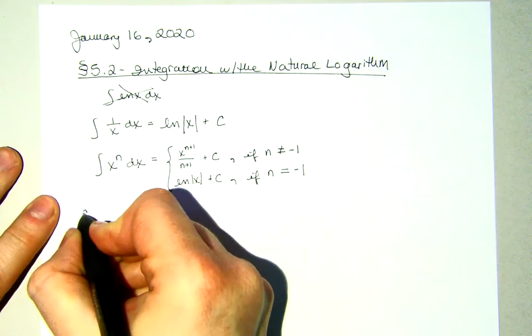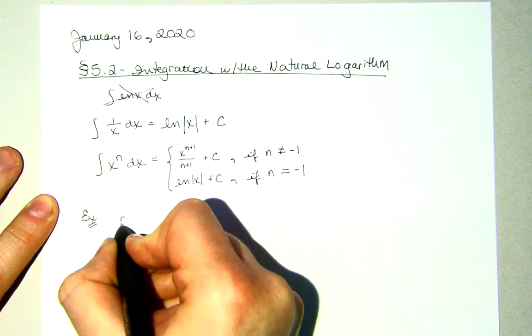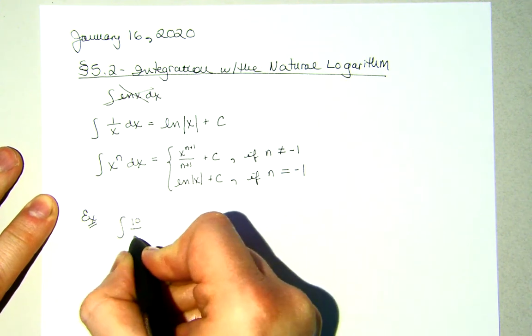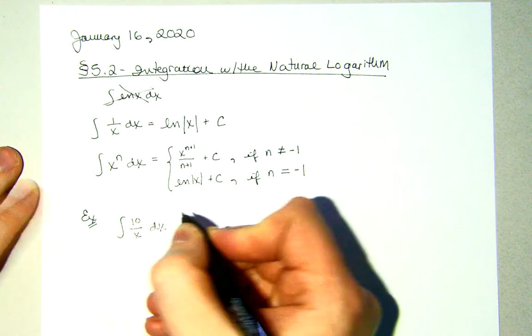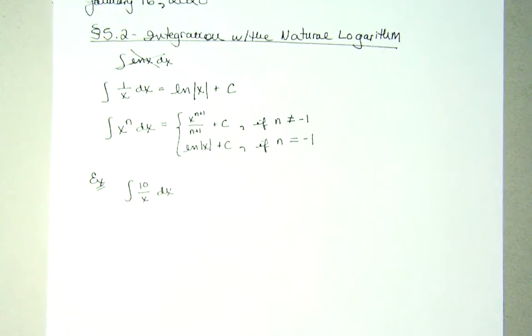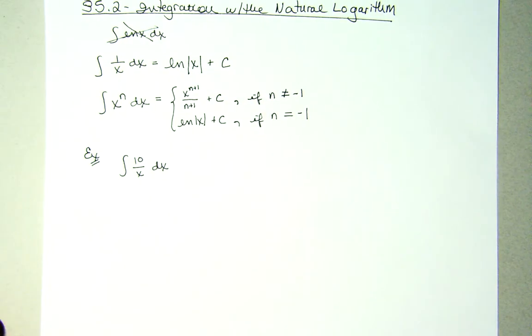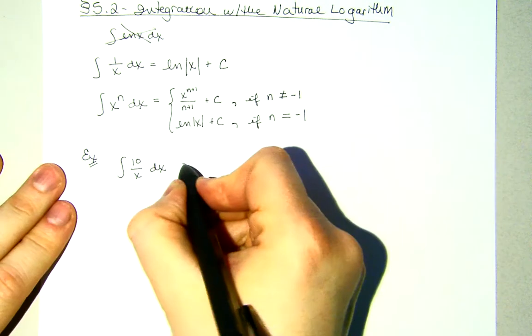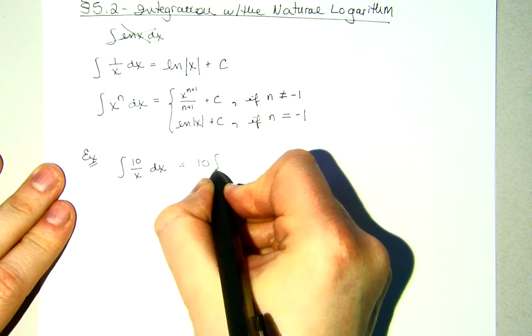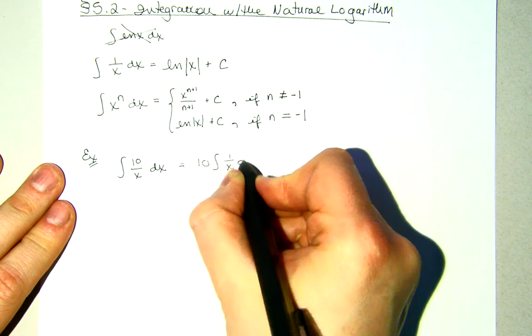So for our first, hopefully easy example, I want to do the integral of 10 over x dx. Do I need the 10, or can I move it out front? I'm not doing u substitution work here. It's truly just a constant that I'm going to move out front. I'm going to make this 10 times the integral of 1 over x dx.